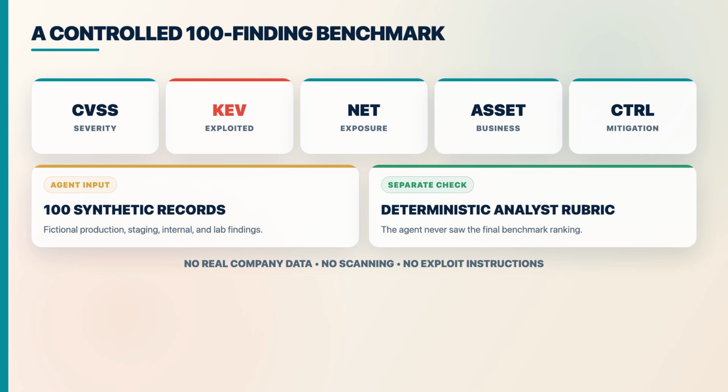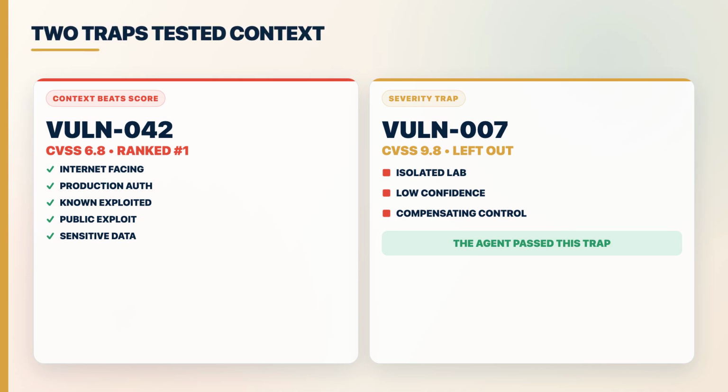The agent did not receive the final analyst ranking. It received the evidence and had to return its own top 10 with reasons. 2 findings were designed to test whether the agent understood context instead of sorting by severity.